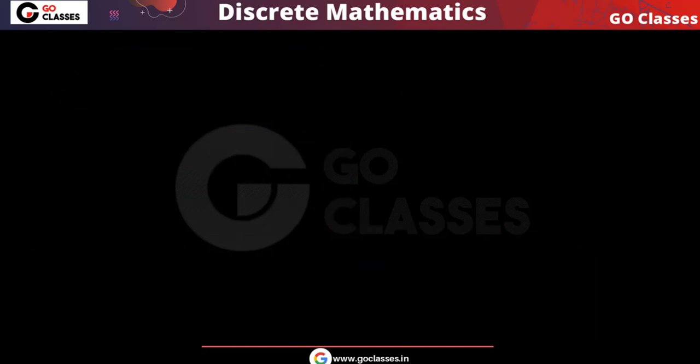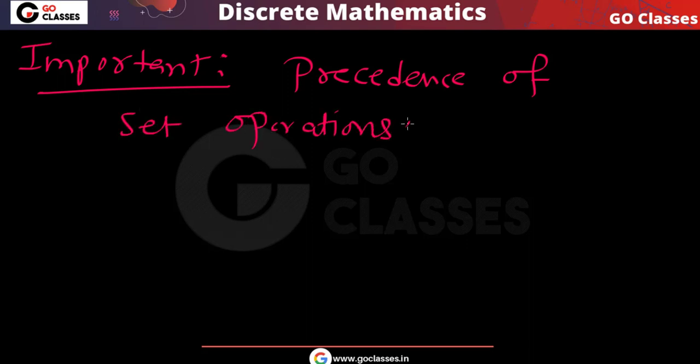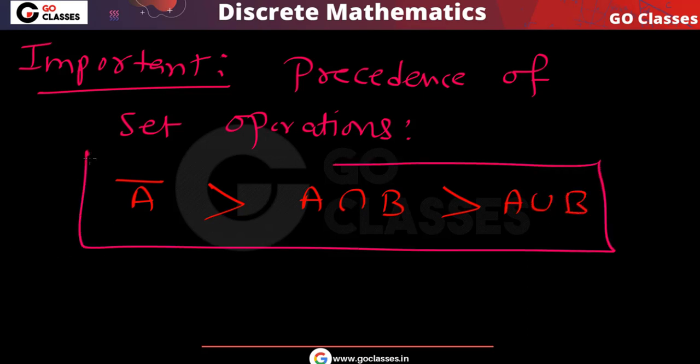Also let me tell you, this is important, there is something called precedence of set operations. What is precedence of set operations? The highest priority is given to complement. Then the priority is given to intersection, and then to union. So basically this is the order of priority.